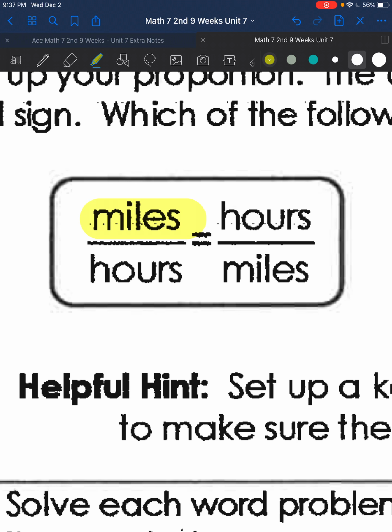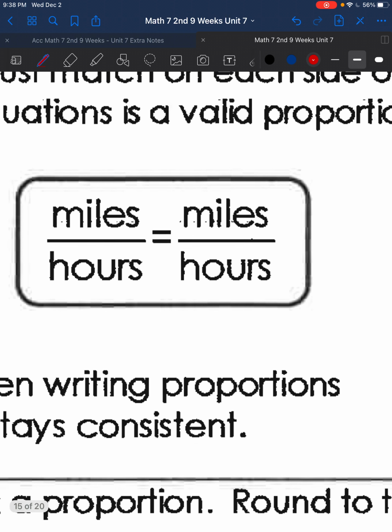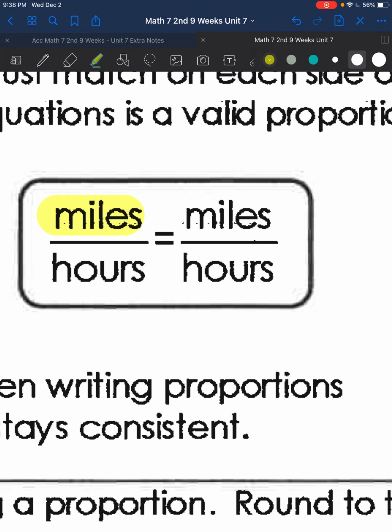So let's look at this first one here. Notice how on one side of the equal sign, we have miles on top and hours on the bottom. On the other side of the equal sign, miles is on the bottom, but hours is on top. This right here is not good. It's not consistent. We need our units to be the same on both sides of the equal sign.